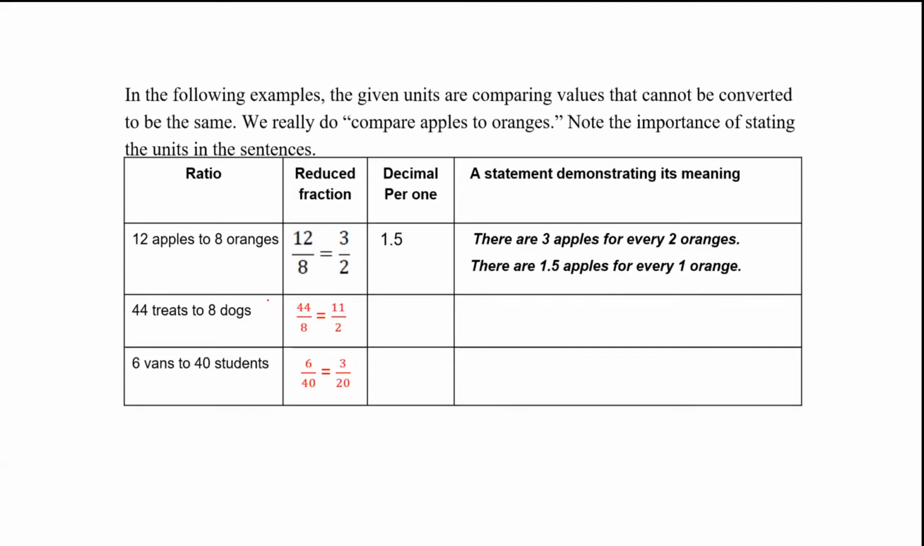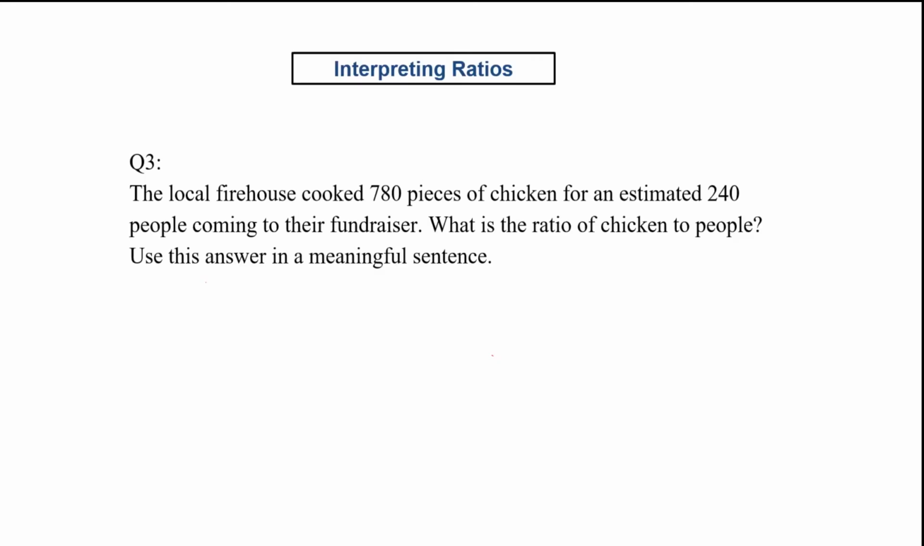We can also compare or write ratios for quantities that do not have the same units. So if we can't convert to the other, it doesn't mean we cannot compare them. We can also compare them as we see in this example. What is the ratio of chicken to people? So we always want to pay attention to what comes first. Chicken comes first and then people second.